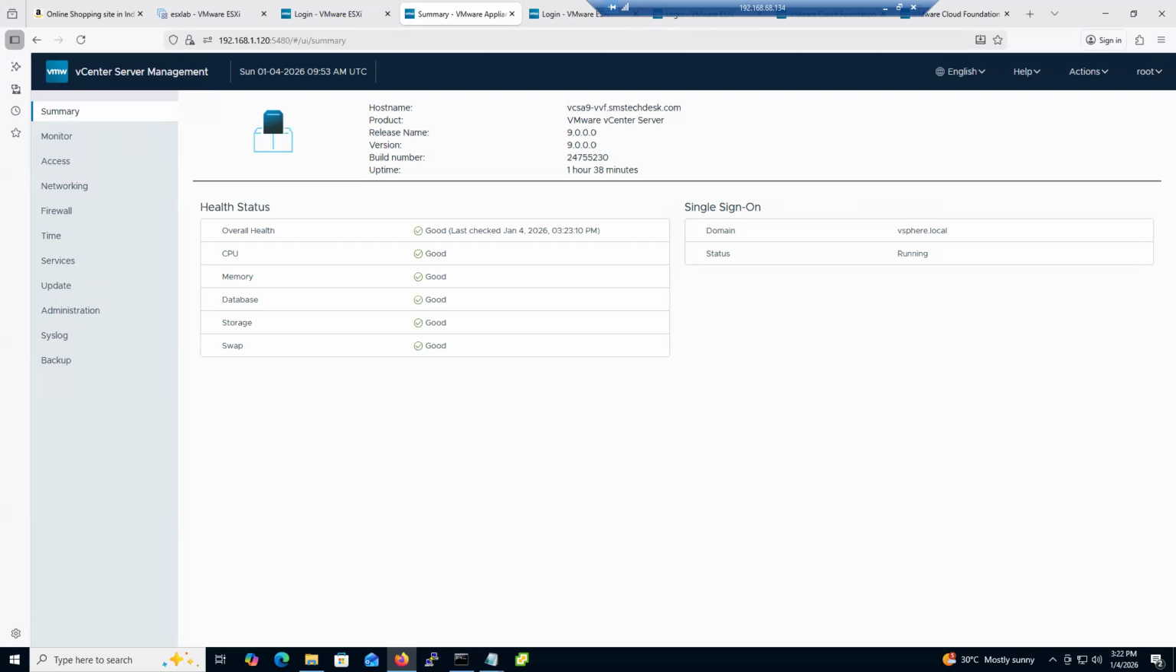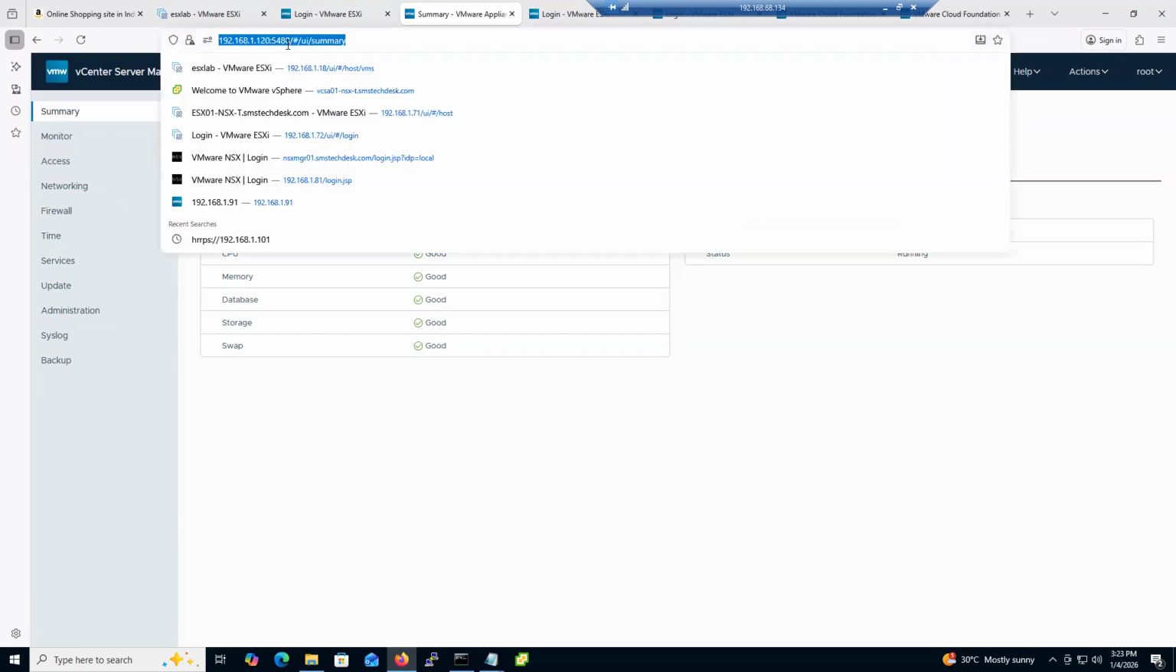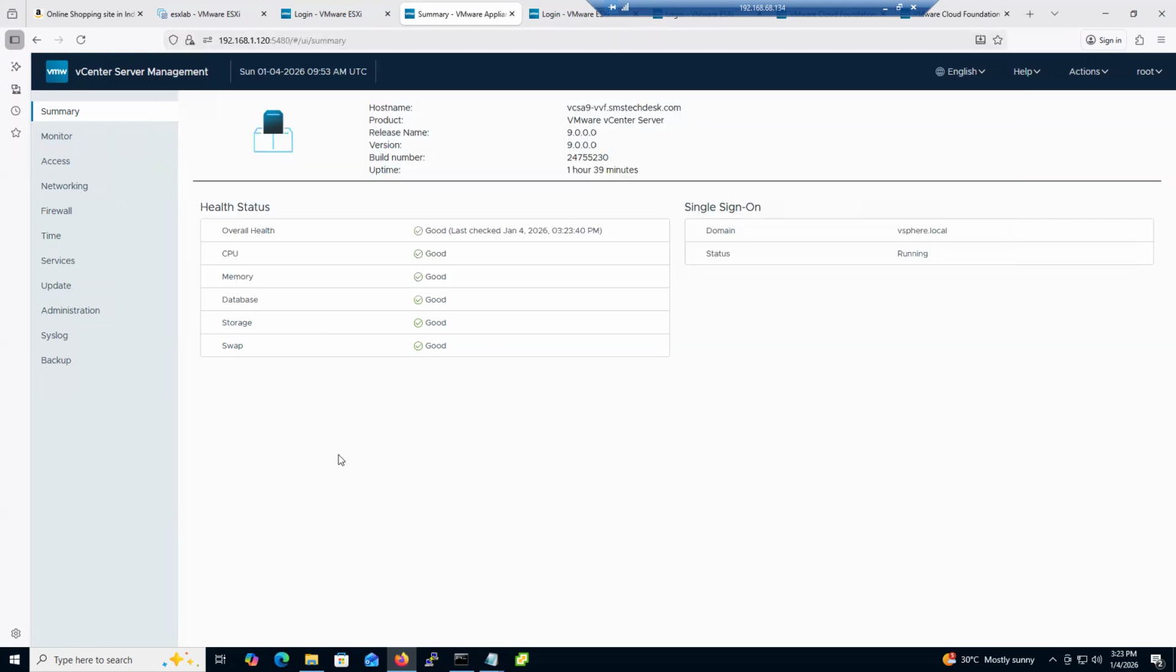Okay, everyone. Now our VVF installation is completed in the last class, right? And vCenter is deployed, and VMware Operations for VVF is also installed. So what you are looking at right now is the vCenter Server Management, also called the VAMI interface, which runs on the 5480 port number. So that's what we are seeing here.